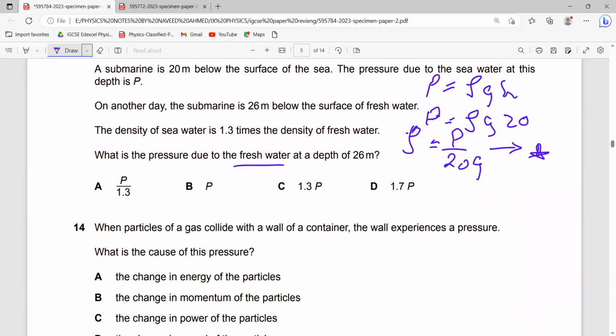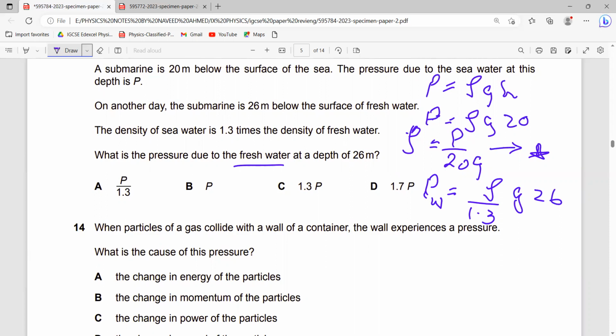Now we see the pressure of the water at depth 26 with the density 1.3 times the density of freshwater. So density over 1.3, because we are taking that pressure at a distance of 26 meter of freshwater. So density would be 1.3 lesser than the density of the seawater. And then g and h is 26.